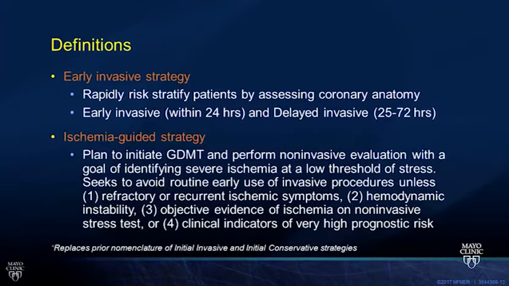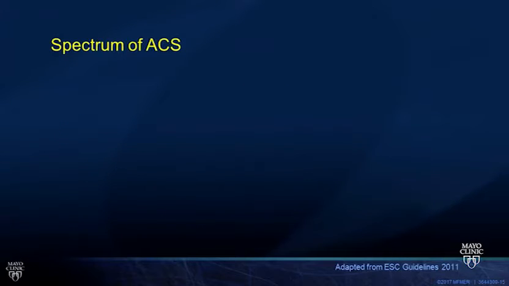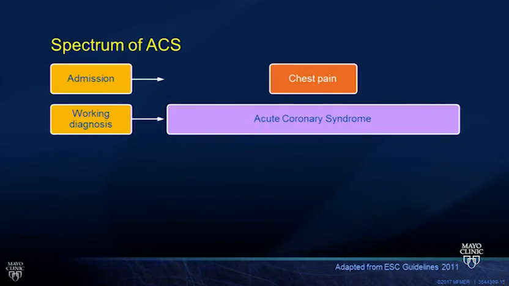And remember, that really tries to avoid routine coronary angiography unless patients have refractory symptoms, hemodynamic instability, ischemia of concern on functional testing, or other clinical risks of an increase or high prognostic risk. So the plan in those patients would be to start with guideline-directed medical therapy and then try to evaluate for evidence of ischemia.